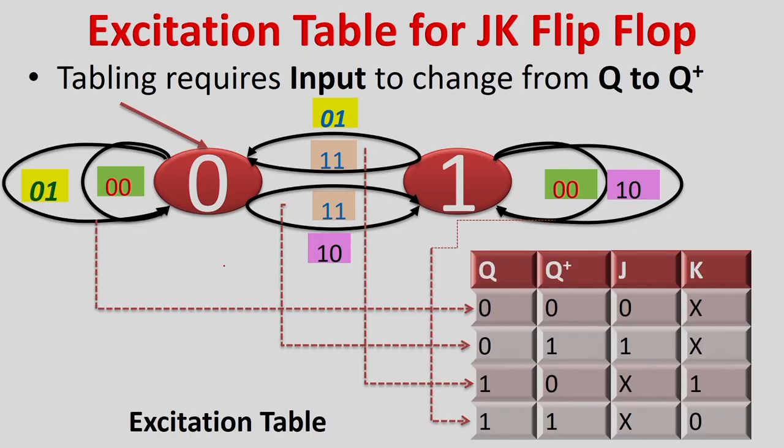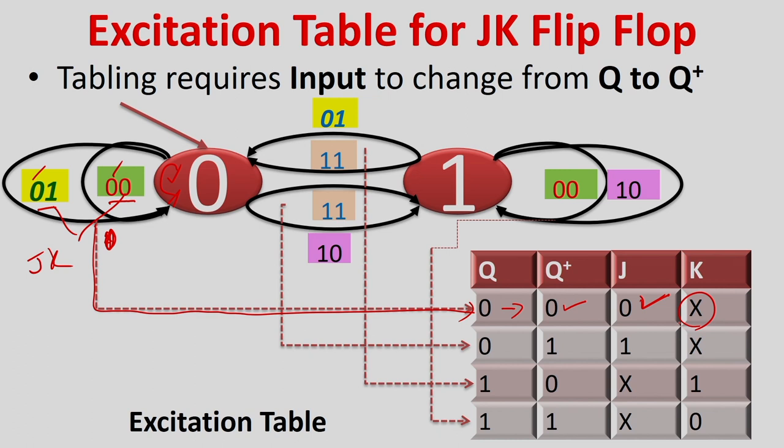This is the FSM diagram of the JK flip flop, and clearly you can see, if you want 0 to 0, you are in state 0 and you want these two transitions. This is for JK, which means J needs to be 0 and K can be anything, don't care. So if you want transition from 0 to 0, then J input needs to be 0, and K any value is fine.